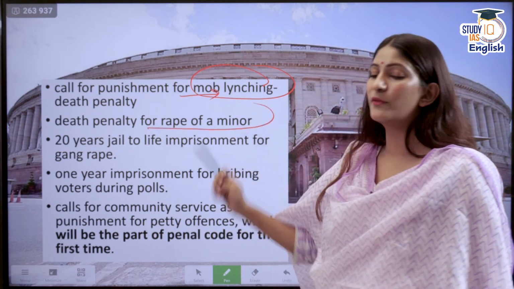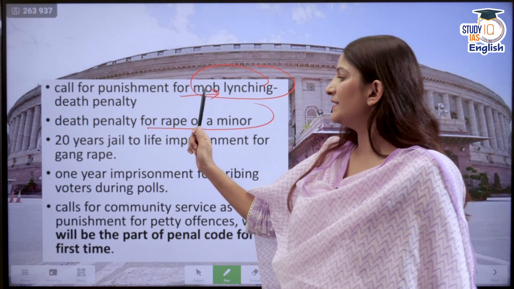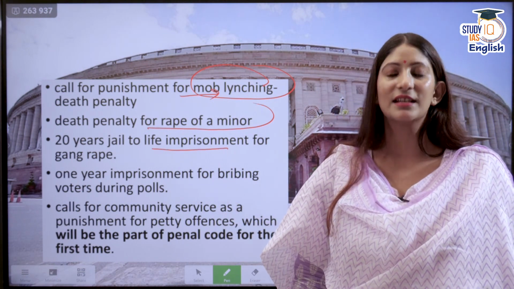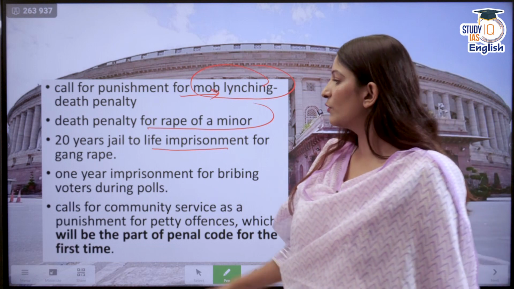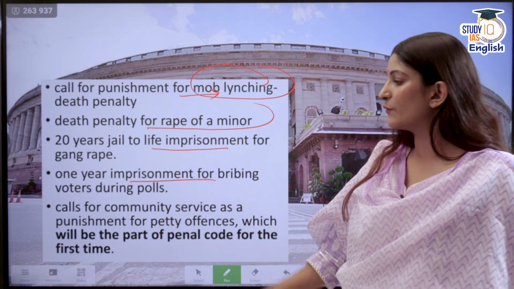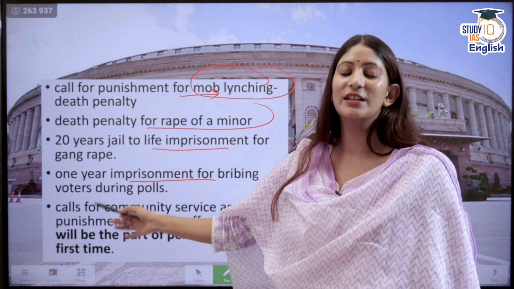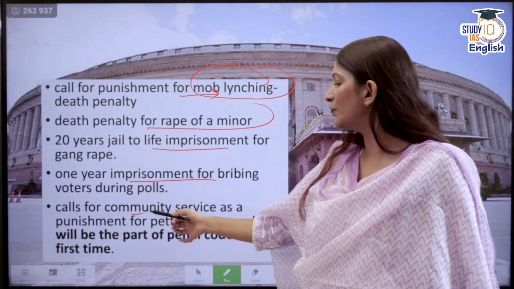Death penalty will be there for rape of a minor, 20 years jail to life imprisonment for gang rape, which has increased tremendously, and also 1 year imprisonment for bribing voters during polls. This has also been provided. For the first time ever, there is a mention for calls for community services.